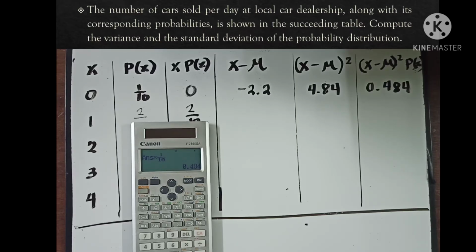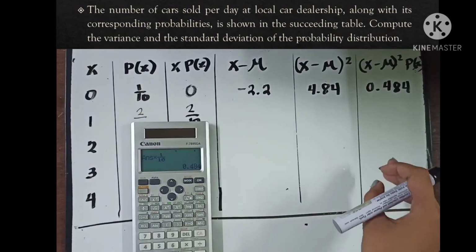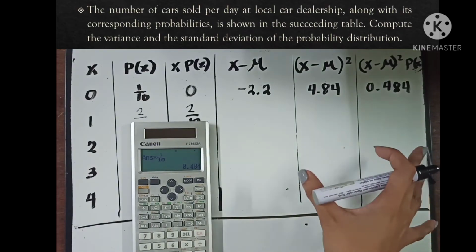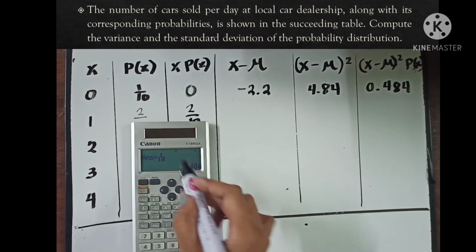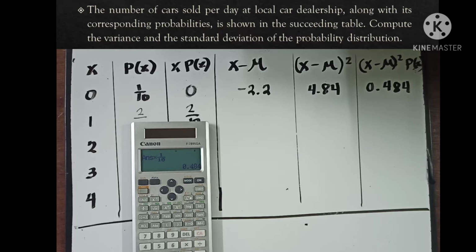So, kanina sabi ko, kapag final answer, always round off into 2 decimal places. So, ngayon naman, kapag nasa process ka pa lang ng pagsosolve, hindi mo pwedeng i-round off. Okay, so kung 4 decimal places yan, then 4 decimal places yung ilalagay mo dito. Kung 5 decimal places yan or 6 decimal places yan, yun din ang ilalagay mo dito. Again, kapag nasa process ka pa lang, hindi mo pwedeng i-round off.